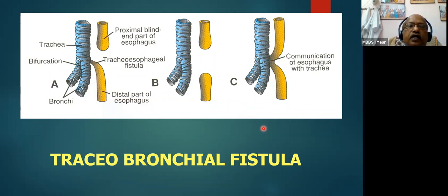See the first diagram: your proximal part of the esophagus is present like a blind pouch. The distal part is in contact with your trachea, opening into the trachea. Another possibility is that you can have proximal and distal pouches, with no communication between the esophagus at all. These are all various degrees of failure of formation of your tracheoesophageal septum.